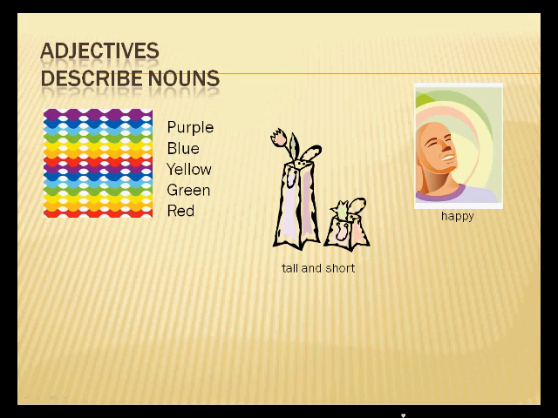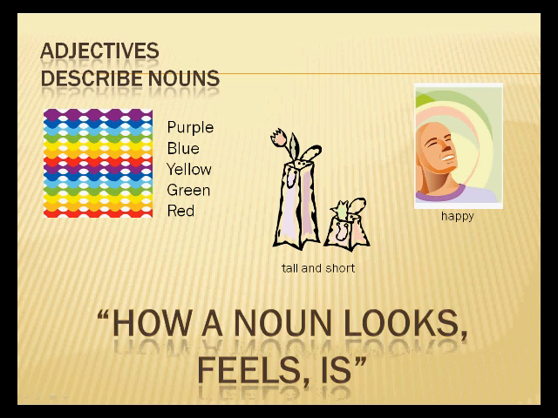So adjectives describe nouns, and they provide some extra quality to the noun. For example, they could describe the color of the noun. They could describe the size of the noun, or perhaps even the condition or feeling of the noun. So, an adjective is how a noun looks, feels, or is.